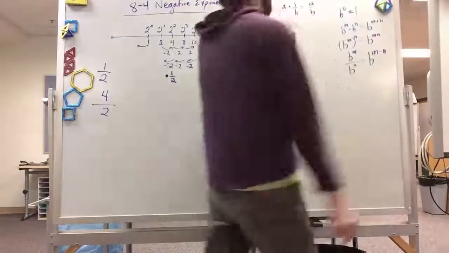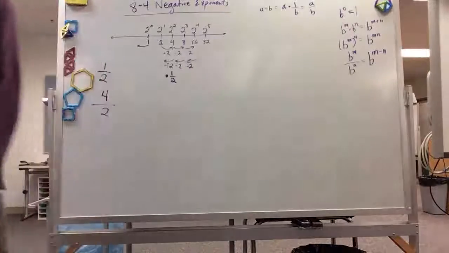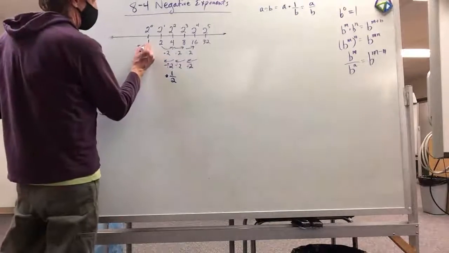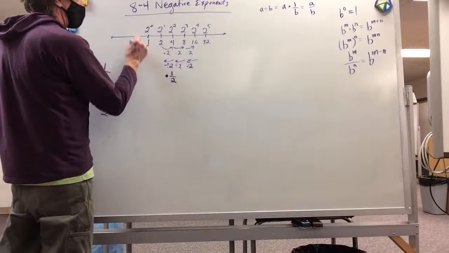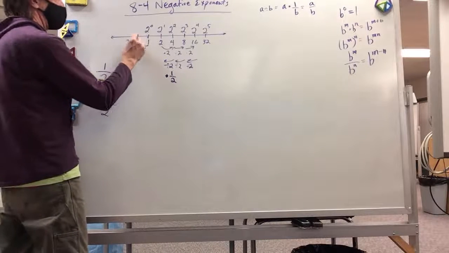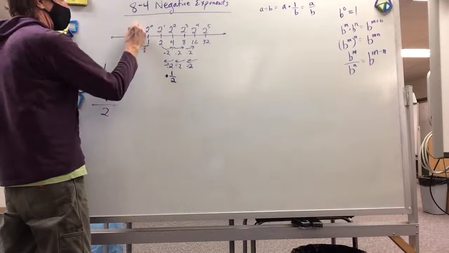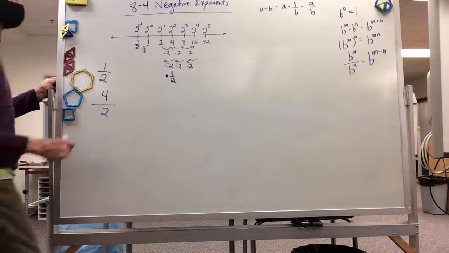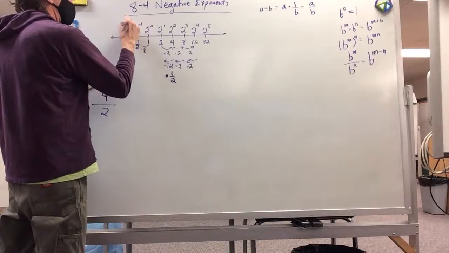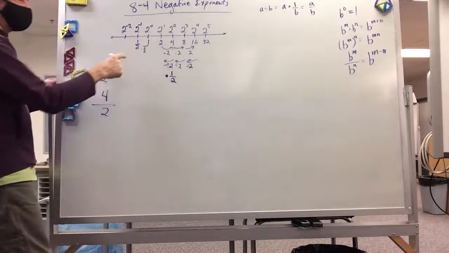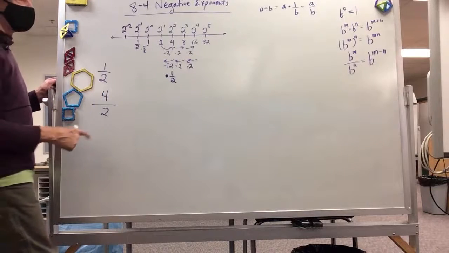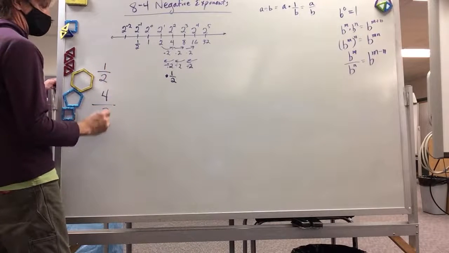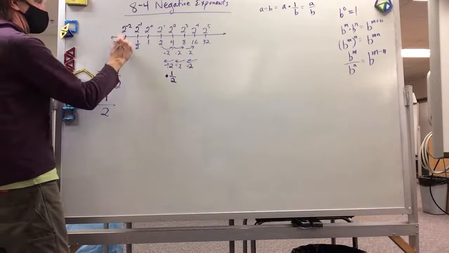What I'm writing up here is going to be a very nice short list of good notes. Okay, so we move to the left, we multiply by 1/2. So what's half of 1? You said it is 1/2. So that's 2 to the negative first power. So 2 to the negative second power is going to be 1/2 times 1/2. What's 1/2 times 1/2? It's 1/4.